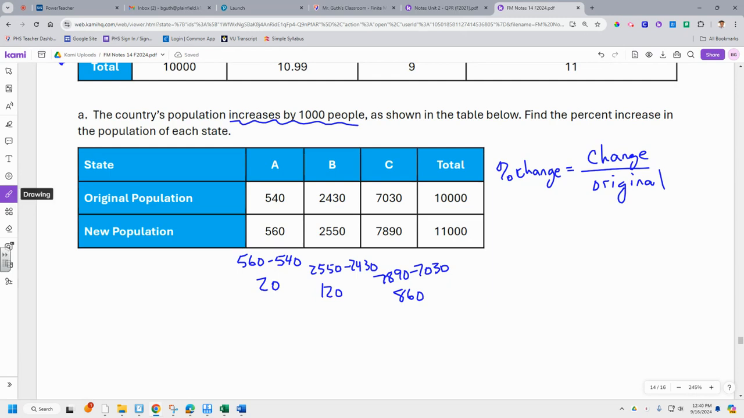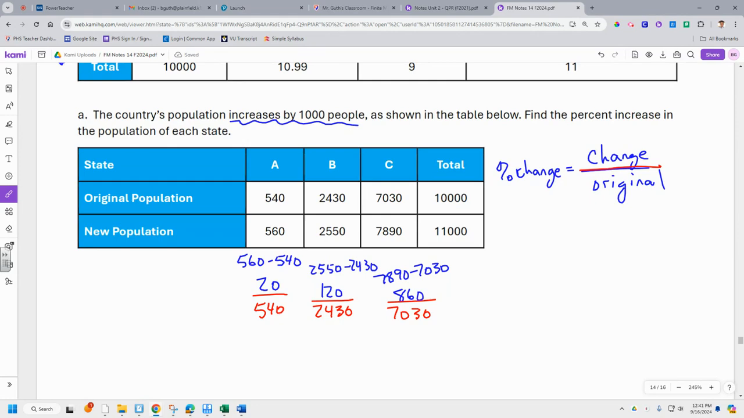That's the change. So divide that by the original. 20 is the change divided by the original number 540. 120 is the change divided by the original number 2430. 860 is the change divided by the original number 7030. Change over original.